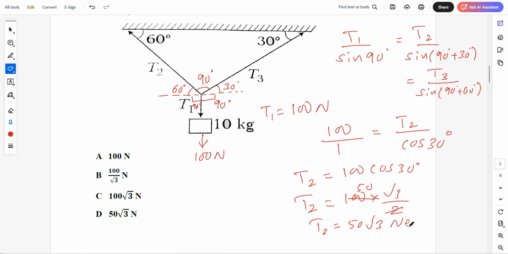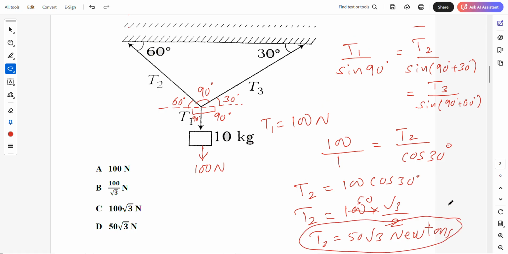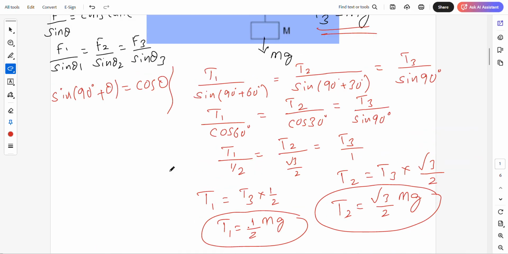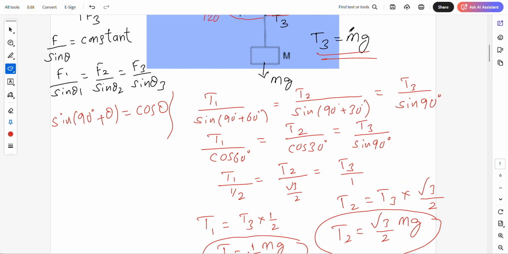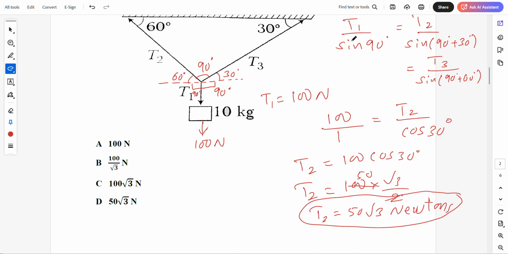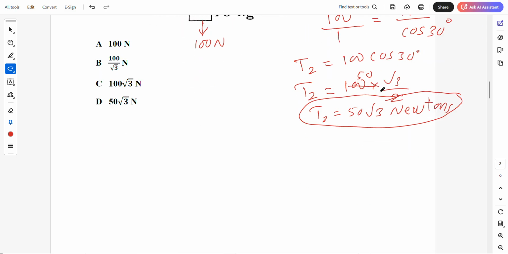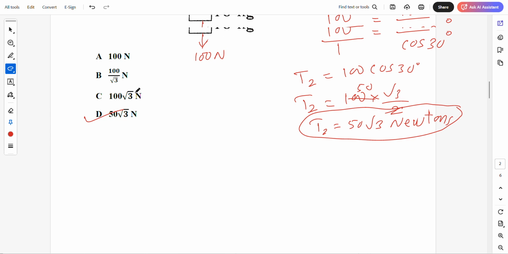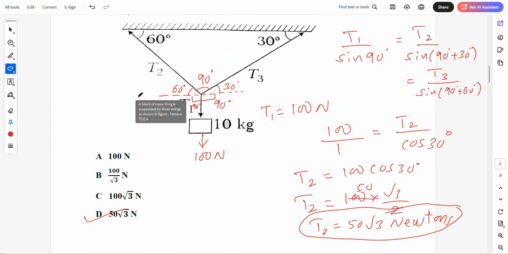What is the unit? Unit is newtons. Hope you have understood. In the previous problem also, whatever the answer we got, it should be in newtons. T3 is directly mg newtons. We will go to the next problem. Which is the correct answer here? 50 root 3 newtons is the right answer, T2. If they ask T3, that also you can calculate very easily.